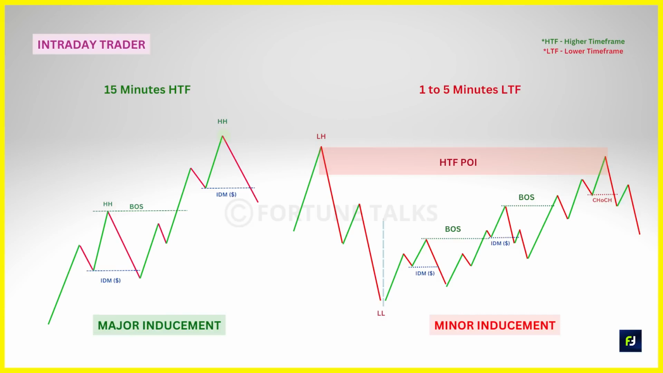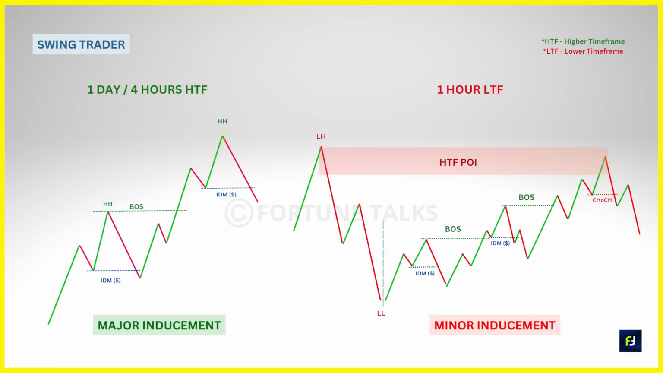So if you were to map your market structure and mark your inducements on a 15-minute higher time frame, then you are indeed marking the major inducements. Now, if you start mapping the structure and mark all the inducements on a 5-minute lower time frame, and then consider all the internal price swings and the associated breaks of structure, then you're drawing the minor inducements.